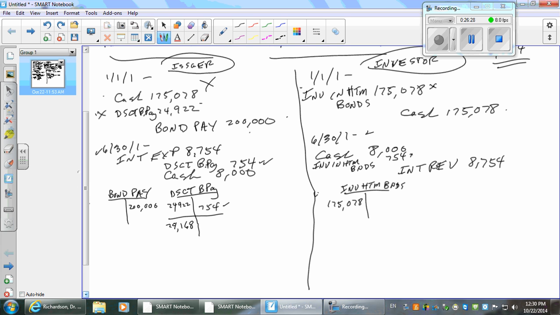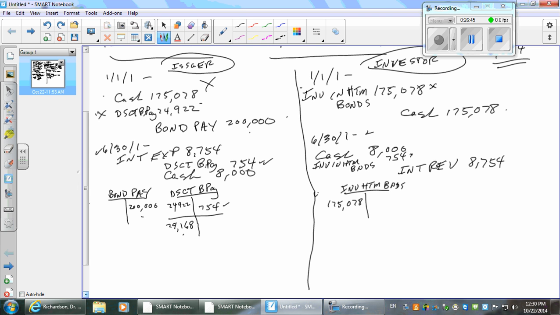What's the difference between 200,000 and 24,168? That's the new carrying value, right? Because you're going to have bonds payable on your balance sheet as a liability, and less the discount of 24,168 is the carrying value of the bond. Everybody got it? That's what you're going to show.